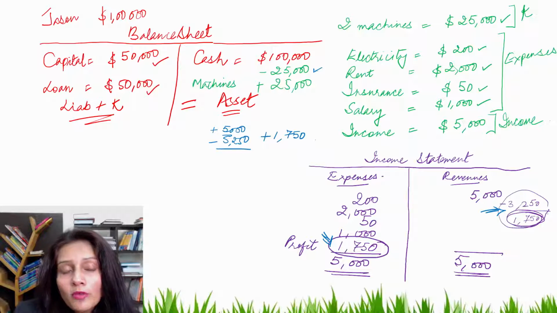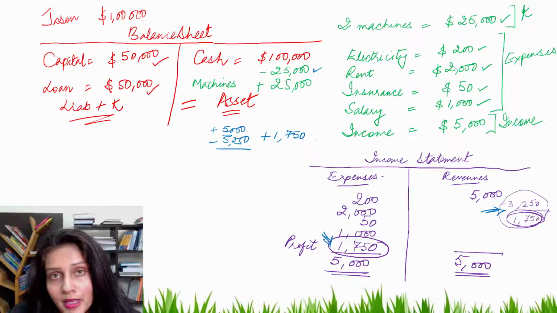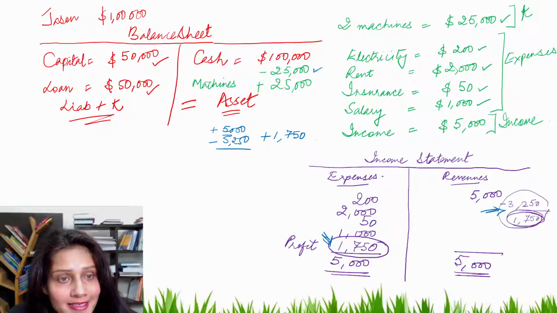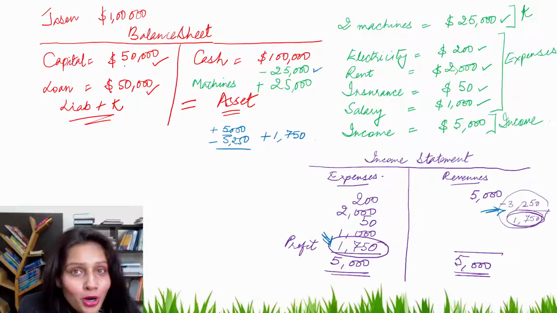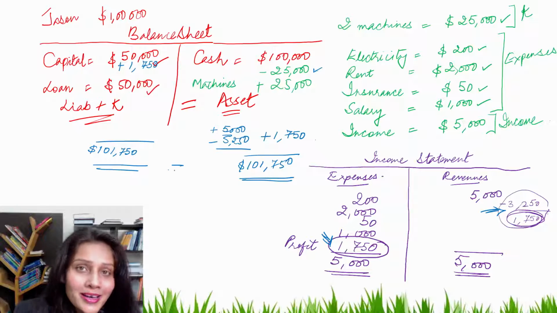Now let's see what will happen to this profit. Who benefits from the profit in a business? The person who benefits from the profit is the proprietor. So this money will be added to the capital balance of Jason. So while Jason's capital balance at the beginning of the period was $50,000, now he has also earned a profit of $1,750. So his capital balance goes up by $1,750. So essentially, if I total up these sides, I will see that my balance sheet is still in balance. Liabilities plus capital is equal to assets.